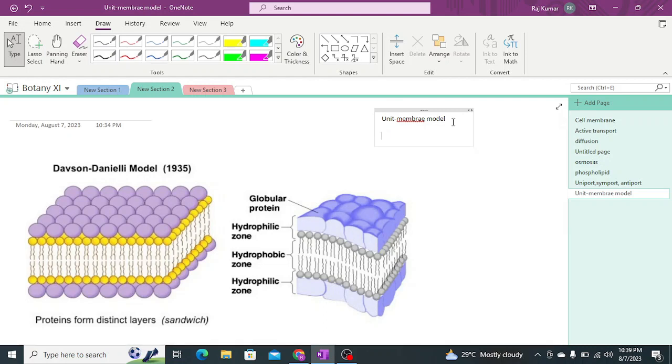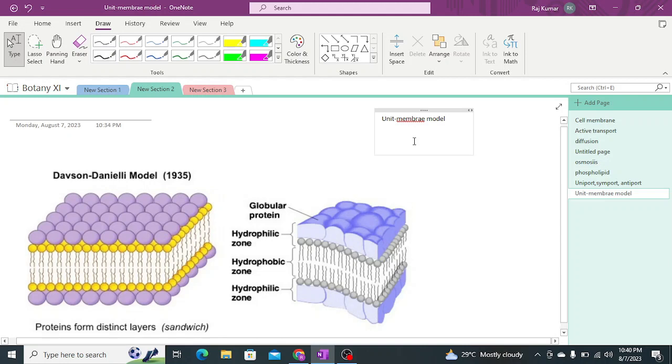But this model was not accepted, even though it described a phospholipid bilayer which contains a hydrophilic head and a lipophilic tail, a polar head and a non-polar tail. They also described it as a selectively permeable membrane, with the head made up of phosphate and the tail made up of lipid. Even though many things were correct, there were some factors due to which it was not accepted.